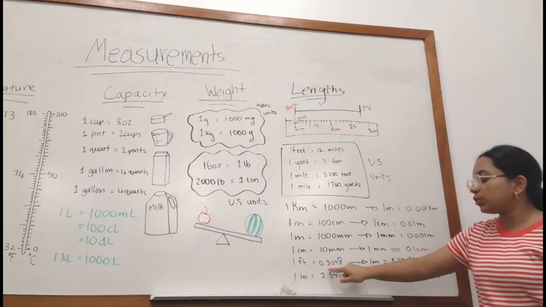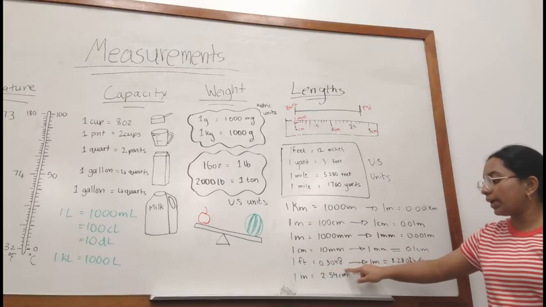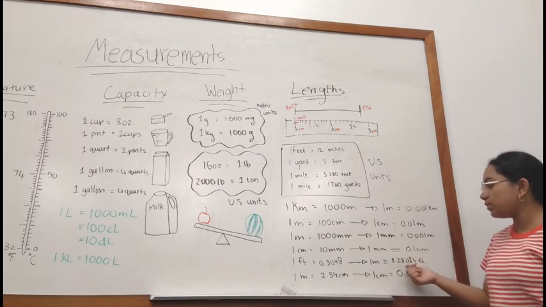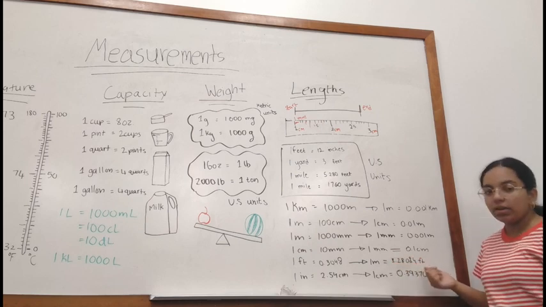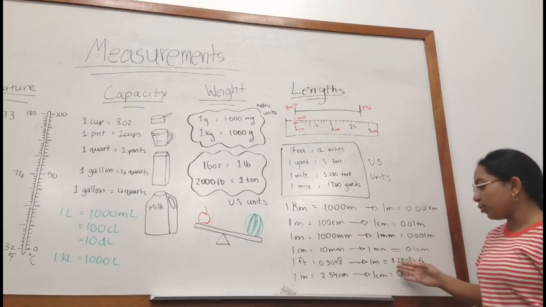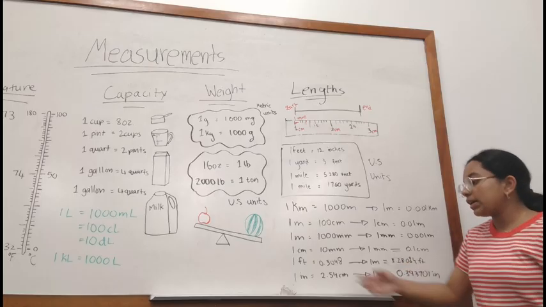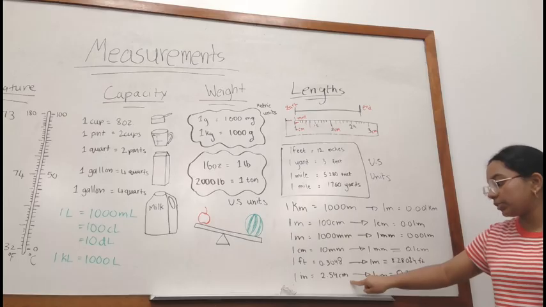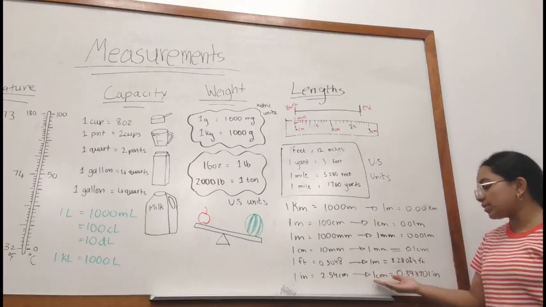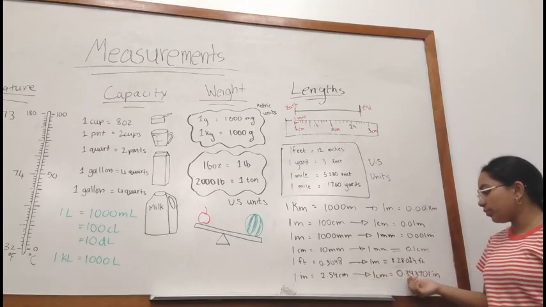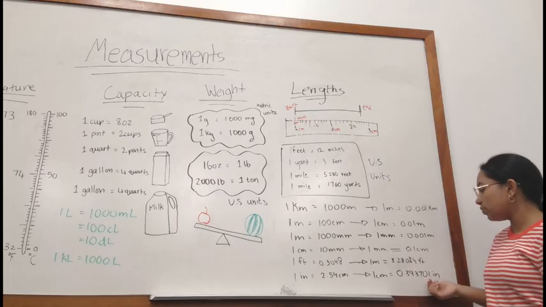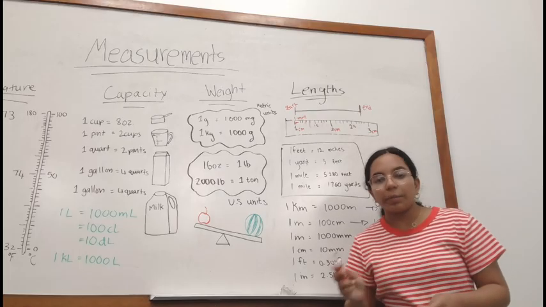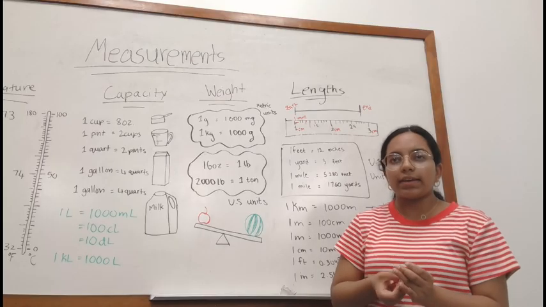1 millimeter equals 0.1 centimeter, like we talked about before. 1 foot is equal to 0.3048 meters, or 1 meter equals 3.28084 feet. You can just remember it as 3.28 feet. 1 inch equals 2.54 centimeters, or 1 centimeter equals 0.393701 inches.